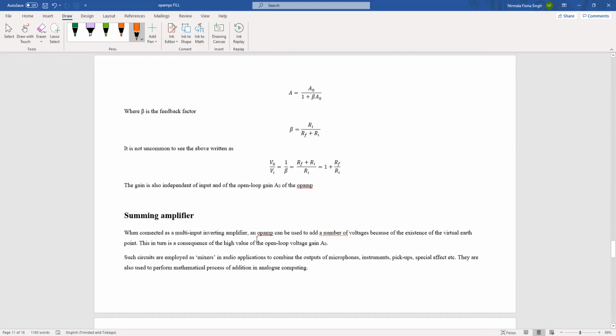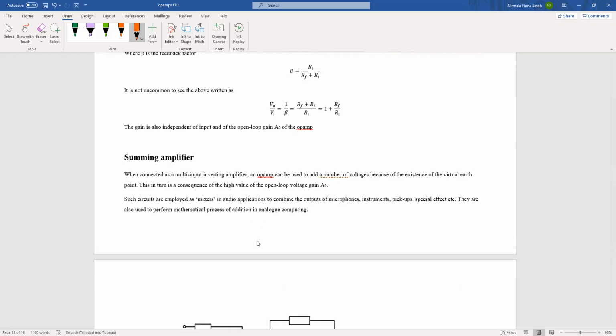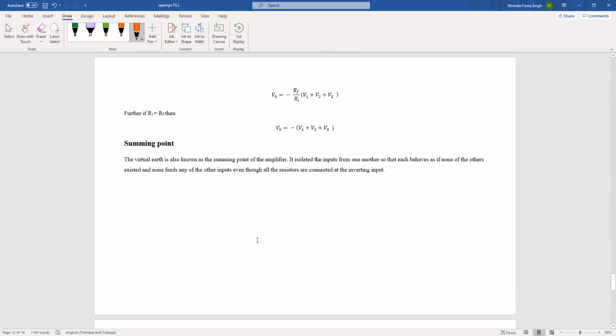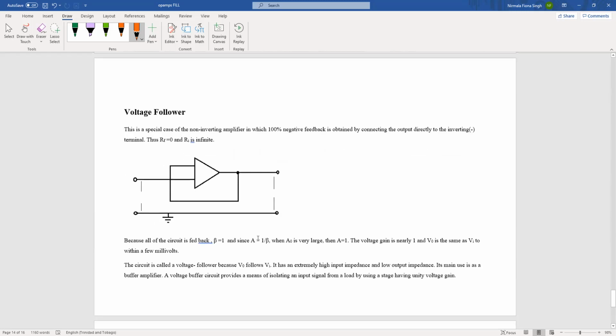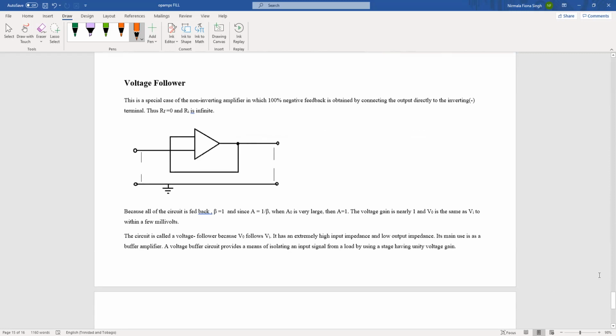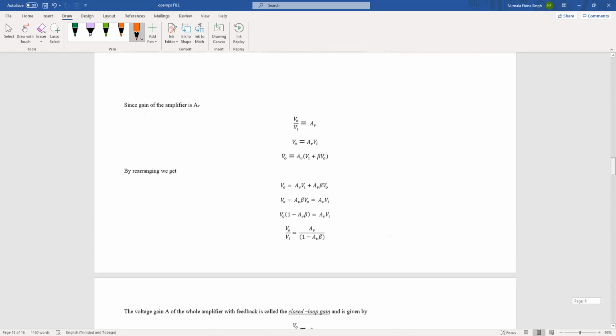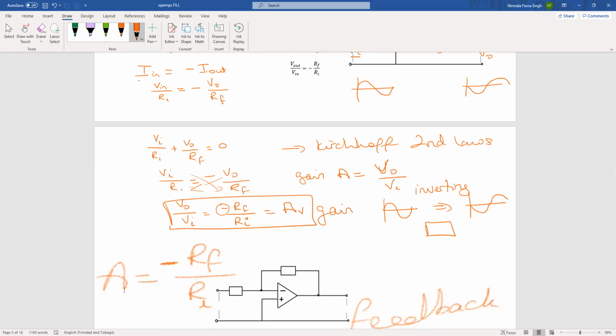After that, and this is going to be really, really short, we're going to go into applications of your amplifiers. We're going to look at summing amplifiers, summing point, and voltage followers. And we'll be finished with operational amplifiers. So by next week, we're finished with this topic. We're going to spend a day or two doing questions, because they're really nice questions where they ask you to work out your gain and your output voltage, considering your input voltage and whatnot.